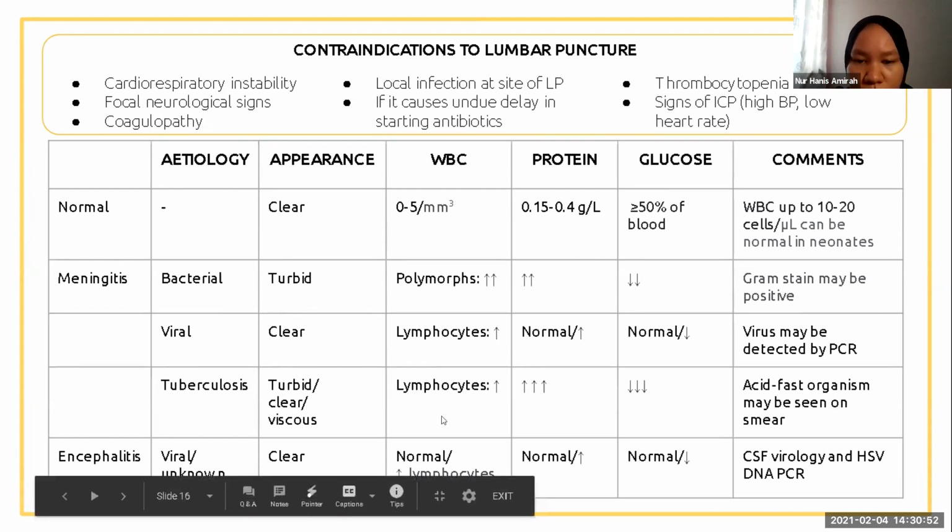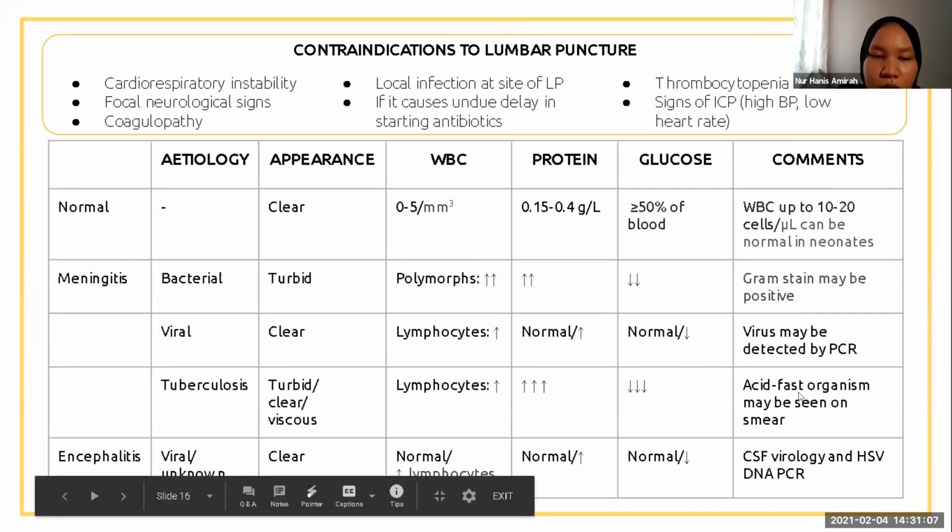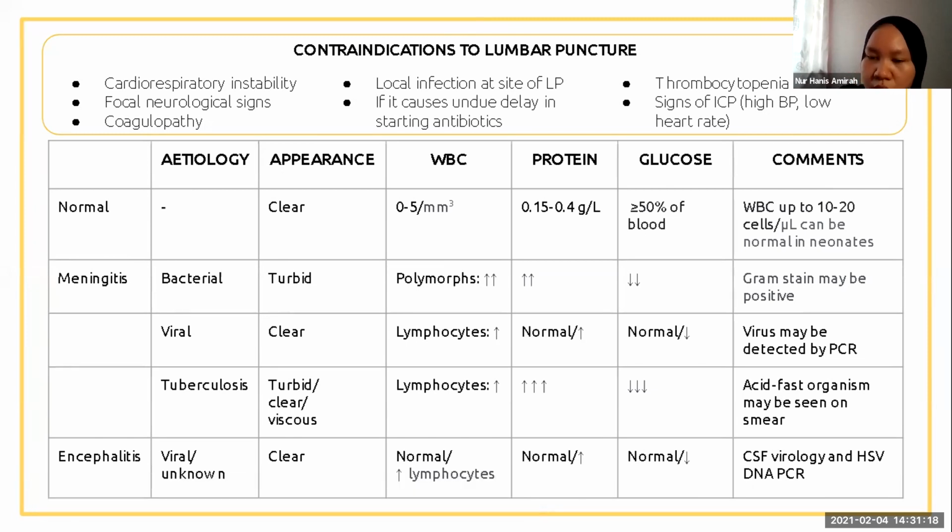For tuberculosis, there might be increase in the lymphocytes. For the bacteria, Gram stain may be positive, and then for viral, the virus might be detected by the polymerase chain reaction, and for tuberculosis, the acid fast. And then for encephalitis, it's clear in appearance, and the CSF virology can detect the HSV by PCR.